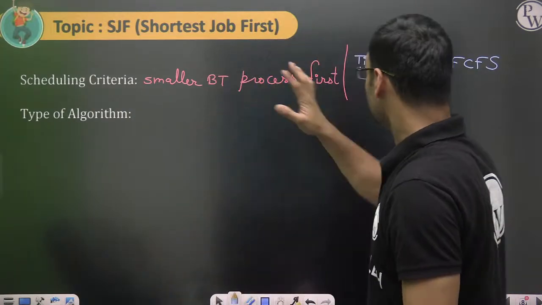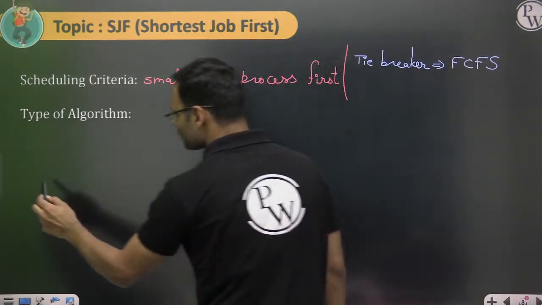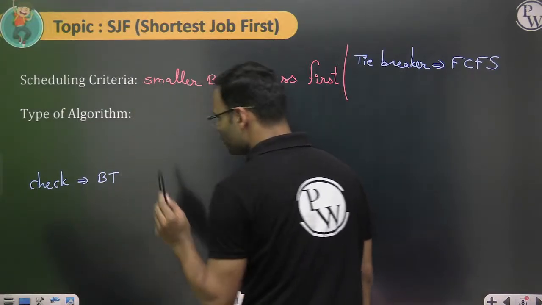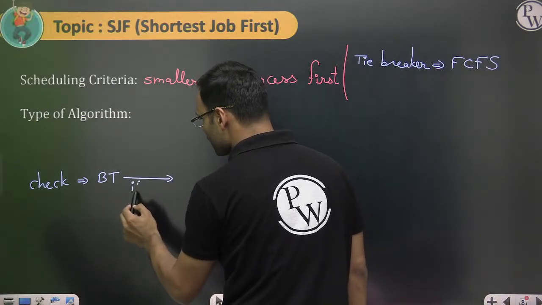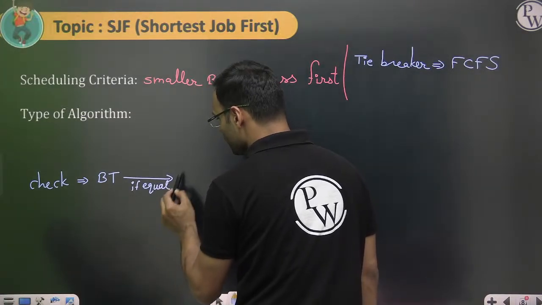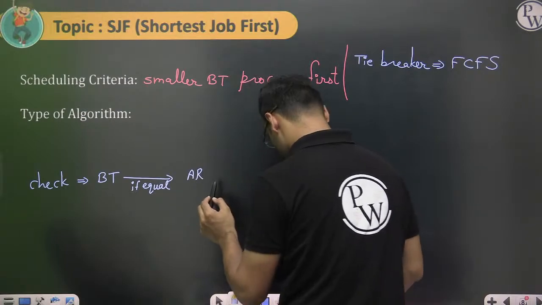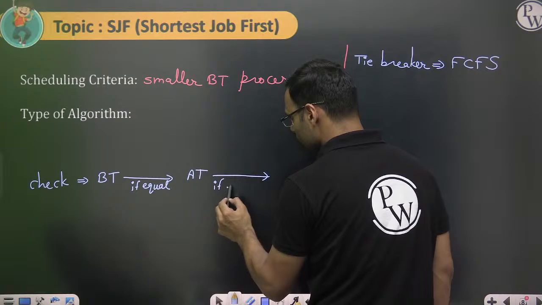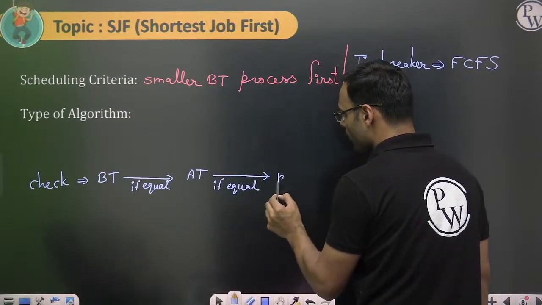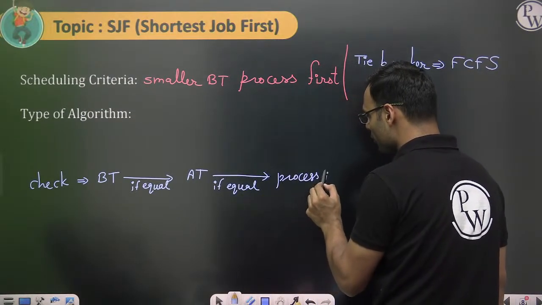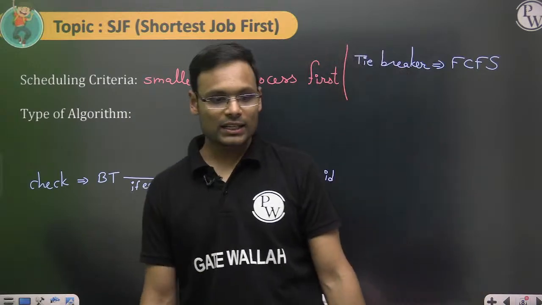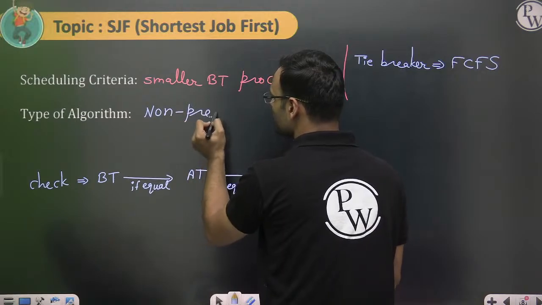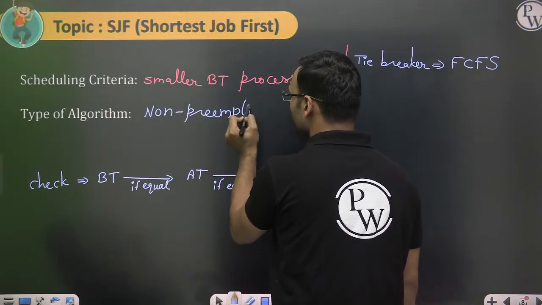So in this case, what will be the sequence of checking? First of all, burst time. If burst times are equal, then arrival time. If the arrival time of two processes is also equal, then you'll have to check the process ID, and the process ID definitely will not be equal for sure. What is the type of algorithm? This is also non-preemptive. Once a process is scheduled to run on the CPU, it will run.